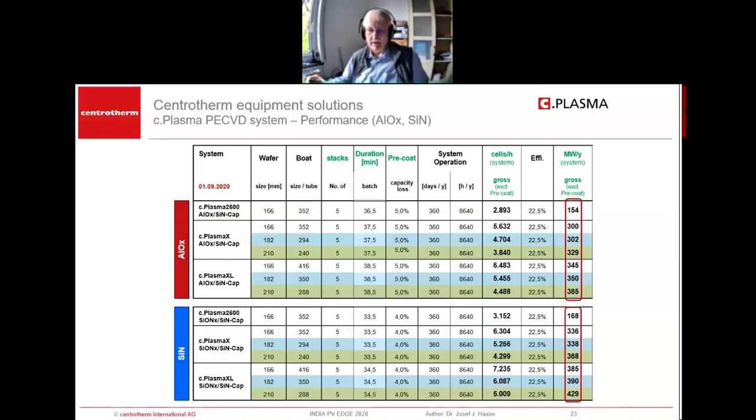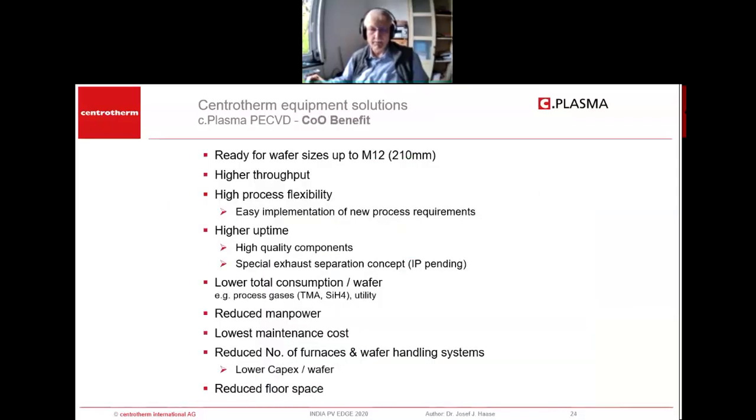When we look at nitride, it's a quite similar machine. Capacity compared to the Alox. This is because the stack process for Alox nitride is about 10% longer in processing time. Next, please.